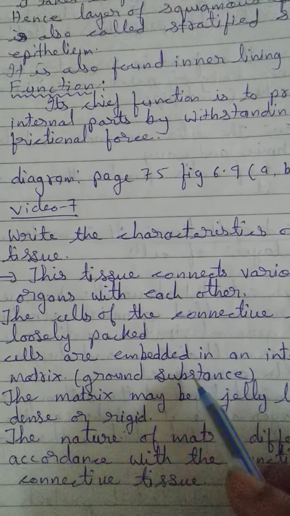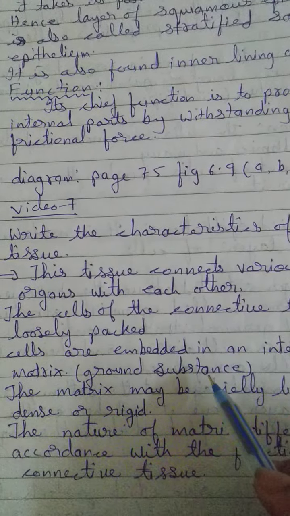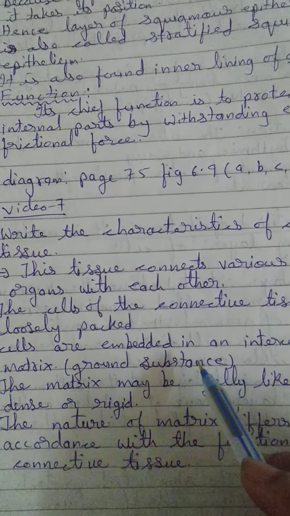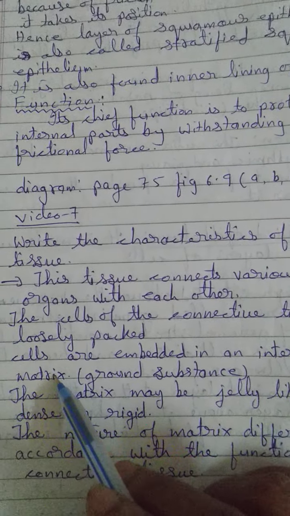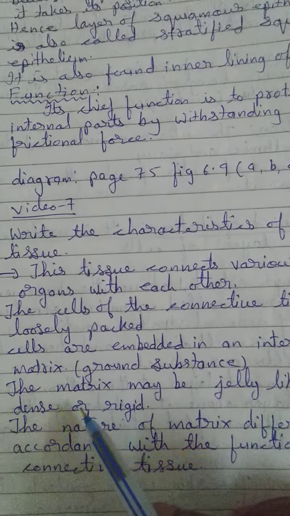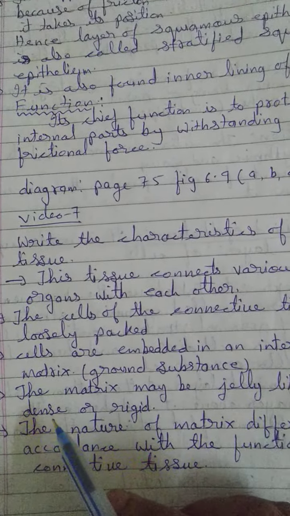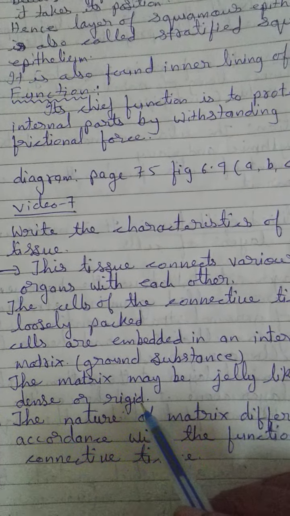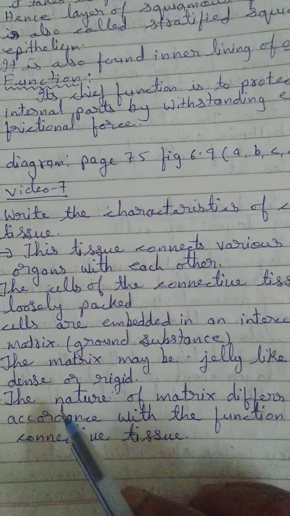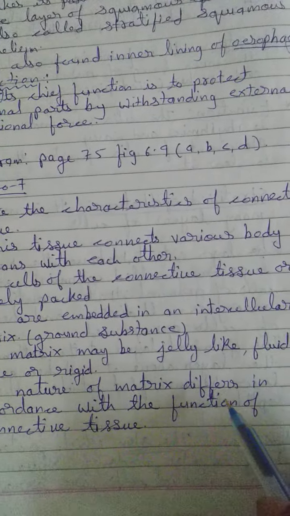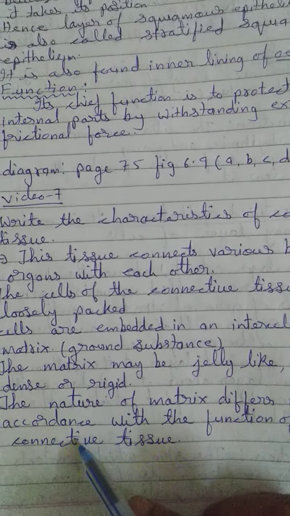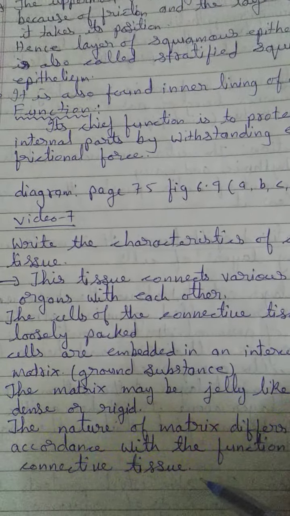Always in this tissue, there is a ground substance on which the cells are suspended. So it is a combination of matrix, the ground substance, and the cells. The matrix may be jelly-like, it may be fluid, that is liquid, dense, or it may be rigid, very strong. The nature of the matrix differs according to the functions of the connective tissue. These are the characteristics of connective tissue.